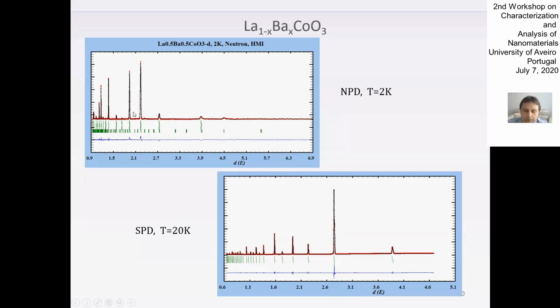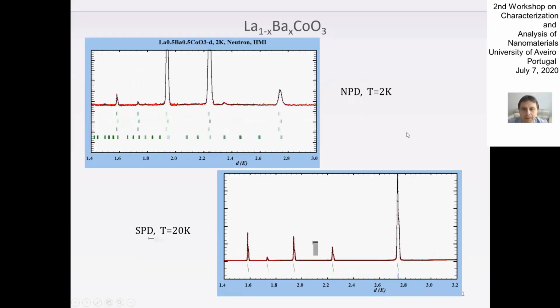As I already tried to explain, this is because of different scattering and different cross-section parameters, because here we have neutrons, one type of interaction, and here we have X-rays, electromagnetic waves. In few words, the X-rays interact with the electronic cloud of the ion, and neutrons interact with the nucleus of the material. So this is a principally different type of interaction. And we can see this enlarged part, the same reflection.